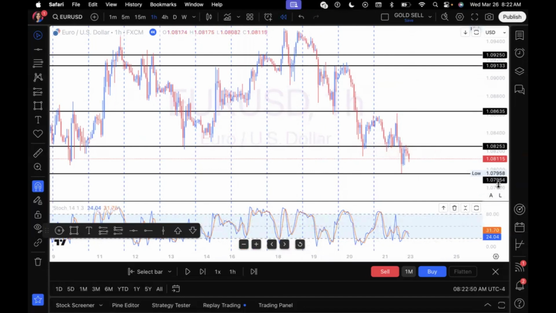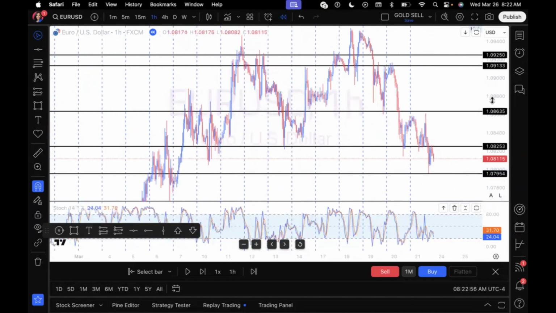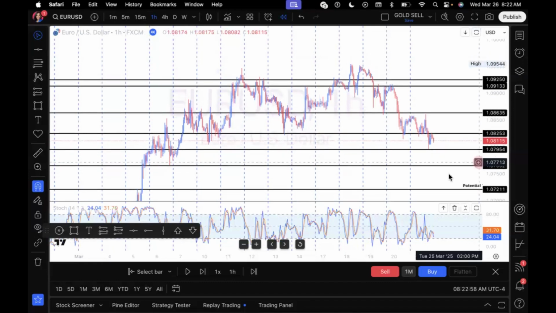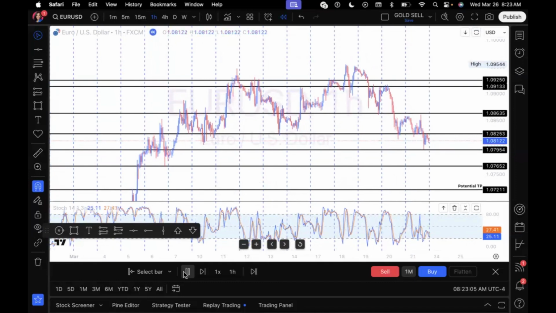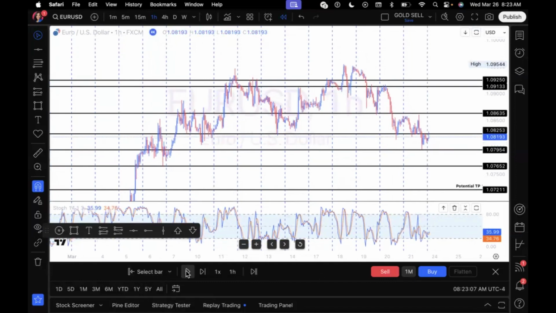Now I did set my first TP at the very next level of support. I didn't want to get too crazy. But then I did zoom out and I set additional potential TPs as well if the market decided to sell. So let's just go ahead and hit play and we can see what happened in this trade. And we'll actually do an entire simulation.